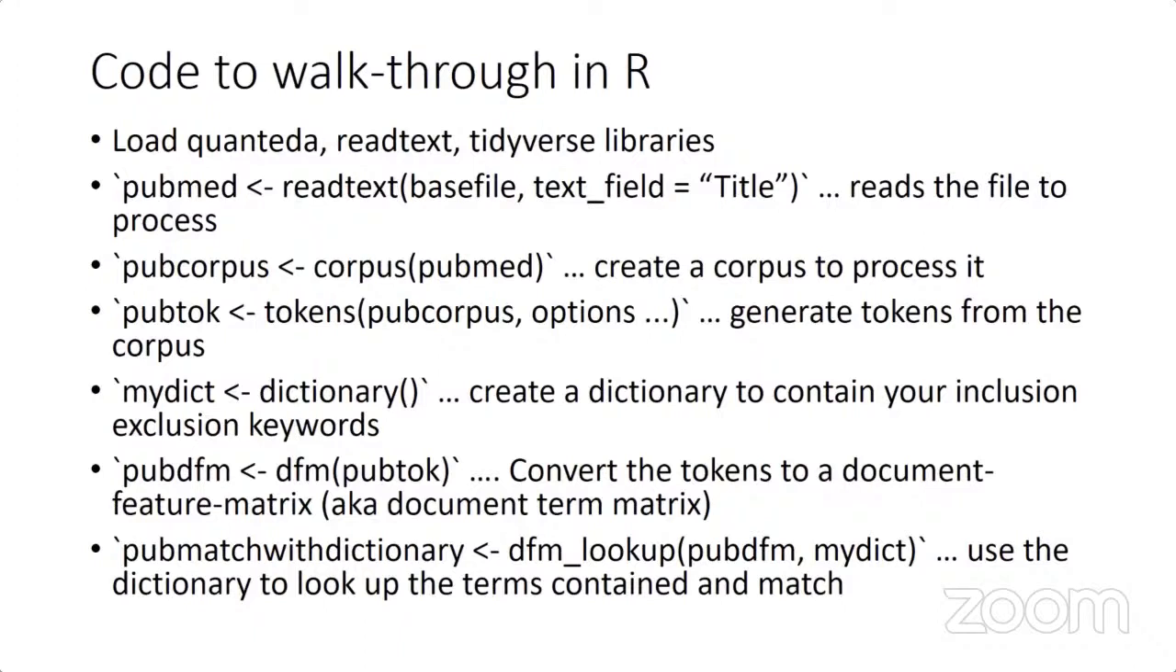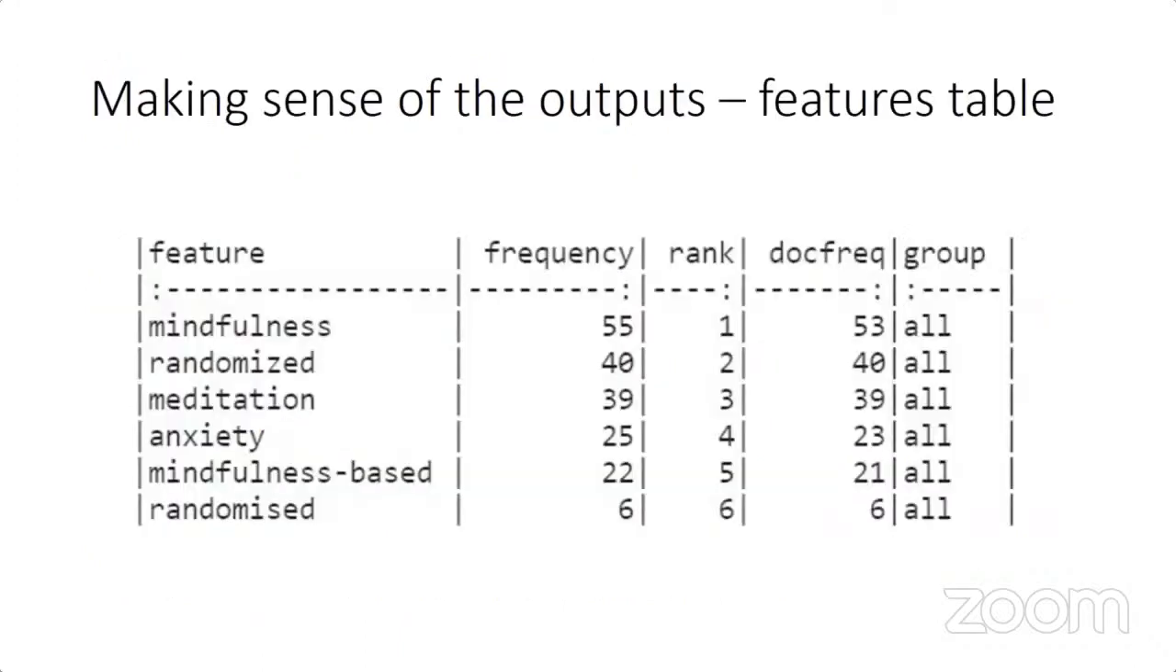And then what we did was that we looked up the terms and classified them whether they belonged to the inclusion criteria that we set up earlier. So this led to two tables. One was a features table that you can see here. And these are the terms: mindfulness, randomized, meditation, anxiety.